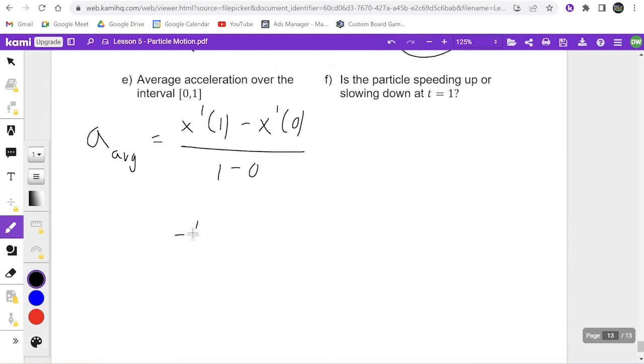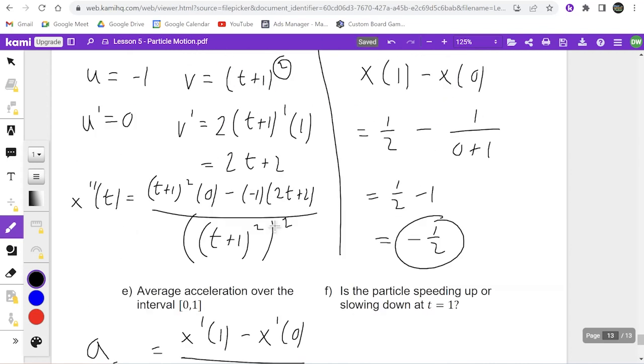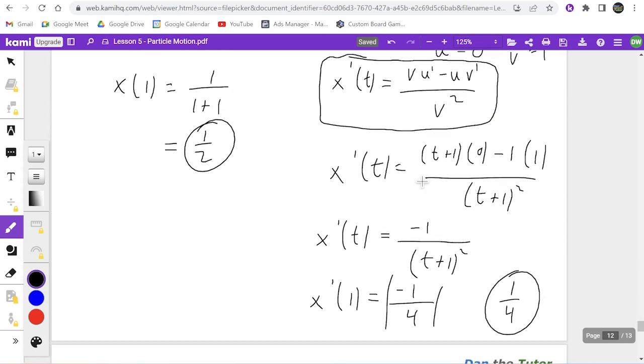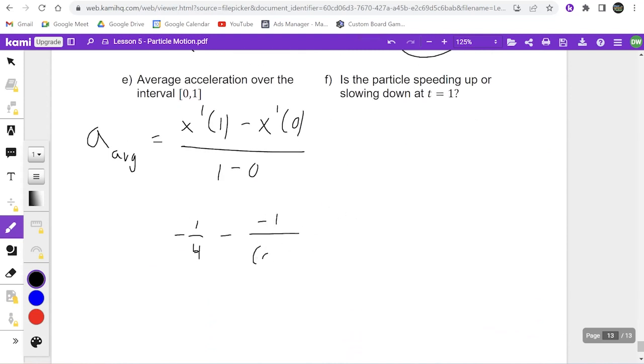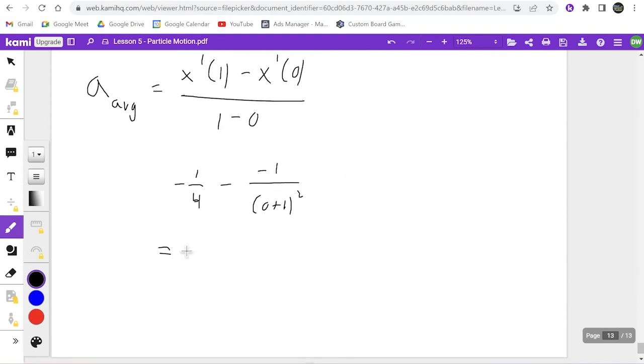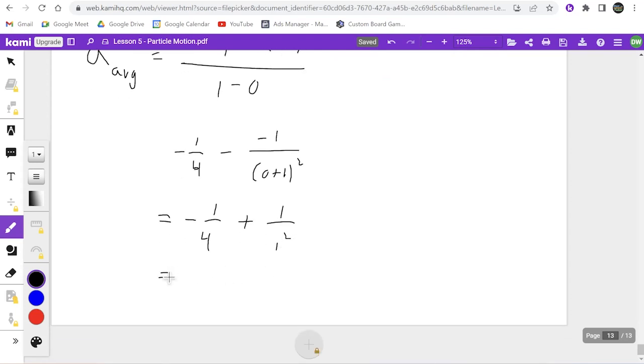So it's -1/4 minus, when I plug in 0 for the first derivative, did we do that yet? Probably not. The first derivative was -1 over (t plus 1) squared. So that means -1 over (0 plus 1) squared. Let's see, that's going to be -1/4. Double negative here makes it plus 1 over 1 squared. Yeah, that's just plus 1. So -1/4 plus 1, that's 3/4. And that's going to be our average acceleration. Any questions there?